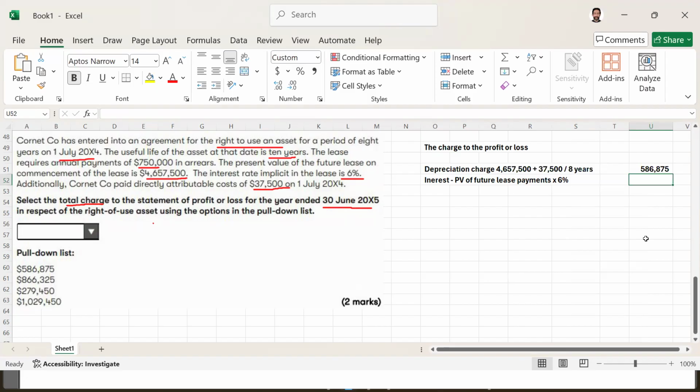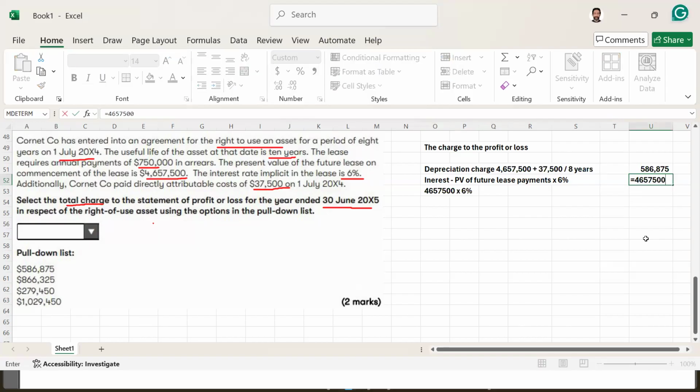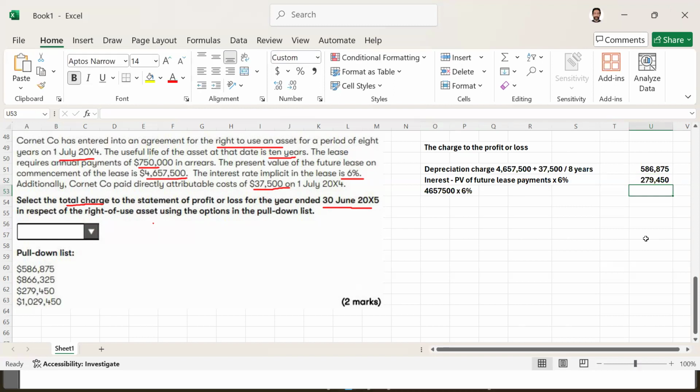Now we have the interest, which is based on the present value. So we take the present value of the future lease payments, 4,657,500, multiplied by 6%. So 4,657,500 into 6% is 279,450. We add these two. Okay, got some more messages.